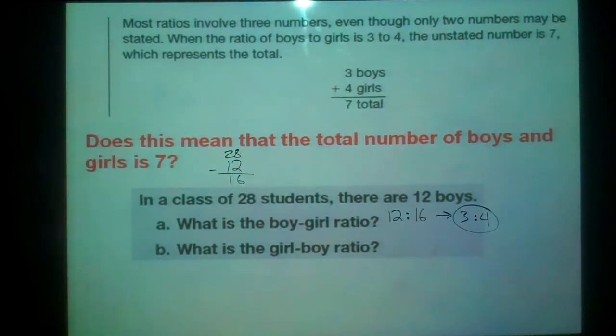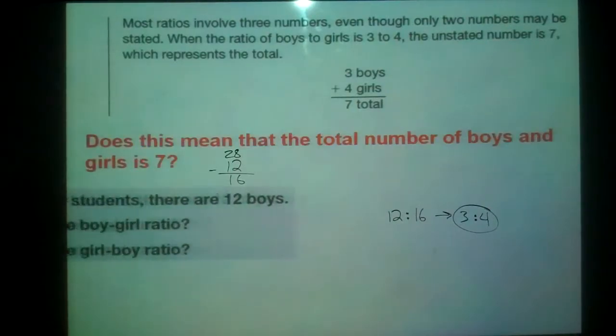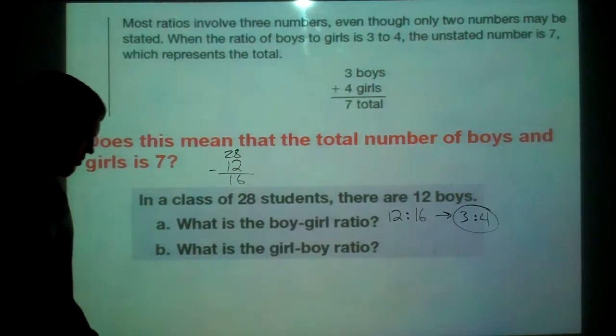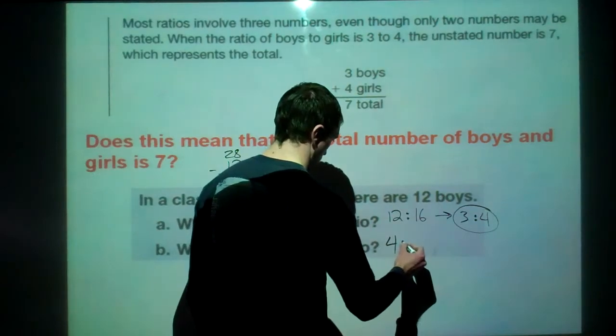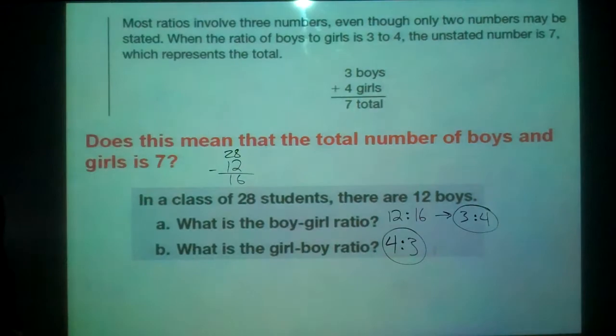So it looks like the same problem that we just solved before, the problem they were talking about right here. But this is how we would solve for it in this format. And then it switches it around and says, what is the girl-boy ratio? Well, that just takes this, and we're going to switch our order from 4 to 3. And remember, you can write it in all those different formats, fraction, decimal, doesn't matter to me.